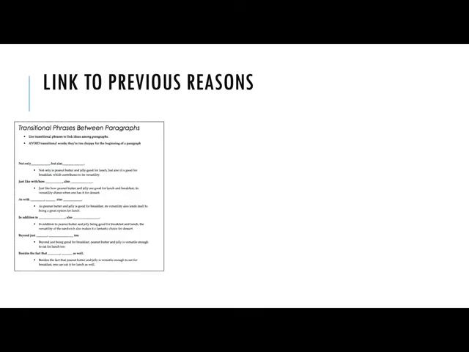Let's move on to linking to previous reasons. So as we are developing this outline, when we're revising our second or third or fourth or whatever topic sentence, we want to not only reword it so it doesn't sound exactly the same, we want to avoid redundancy, but we also want to add in transitions to link to the reasons that have come before. I've given you all a handout called Transitional Phrases Between or Among Paragraphs, and this gives you some examples of transitions that you can use for this endeavor.